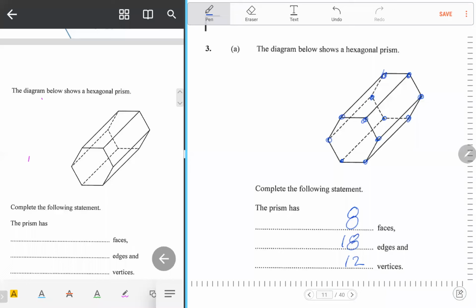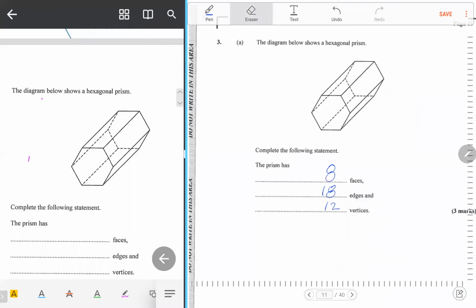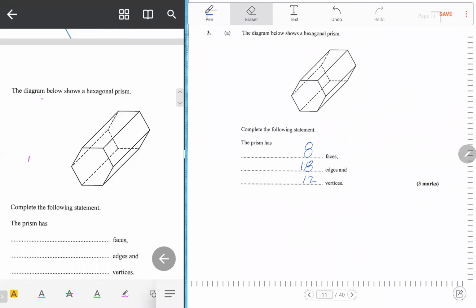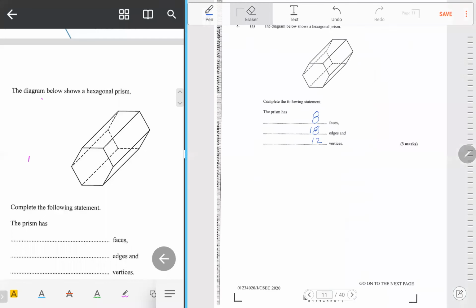Don't make a mistake and write 6 like me. Then 2 make 8. Concentrate. All right. Sometimes you know the right thing and still write the wrong thing. That's how it goes. That's why you have to practice, so you learn not to make mistakes. All right, let's go. Next one.